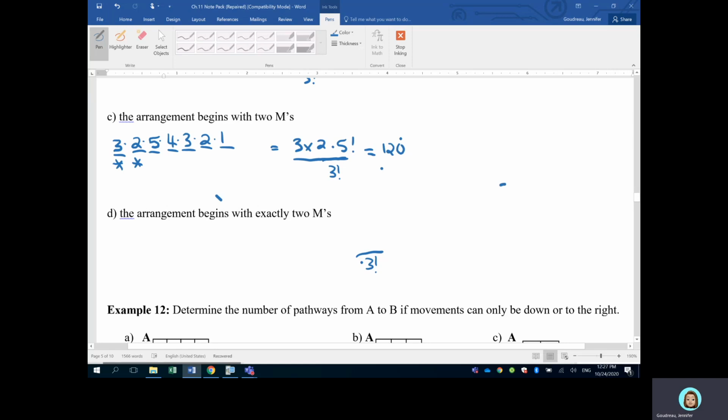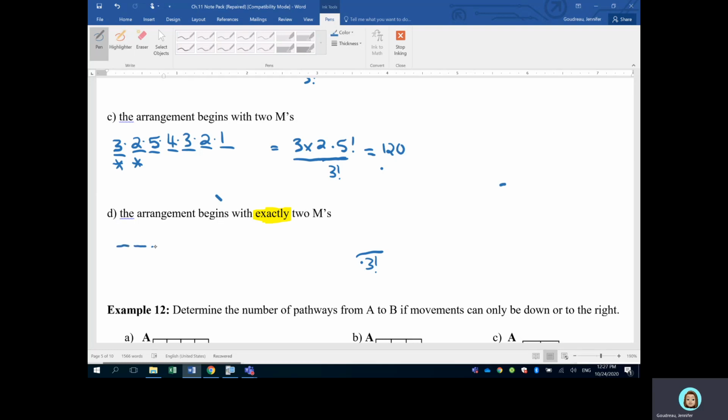Now, part D says the arrangement begins with exactly 2 M's. And you might be thinking, well, we just did that. We did that in part C. But we do have a different word in there. We have that word exactly. And that's going to have an effect on our number of arrangements because it's actually another restriction. And you might be surprised about where that restriction is.